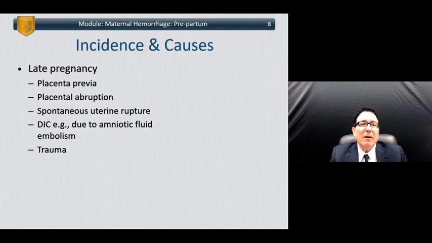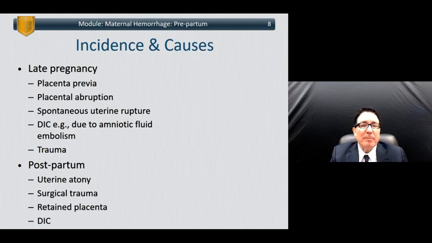What about the incidence and causes? Again, it happens late in pregnancy and can be due to placenta previa, placental abruption, spontaneous uterine rupture, especially in VBAC patients, disseminated intravascular coagulation due to amniotic fluid embolism, for example, and also trauma causing maternal hemorrhage. It can happen postpartum due to uterine atony, surgical trauma, patients that develop retained placenta, and again, disseminated intravascular coagulation that can happen postpartum.